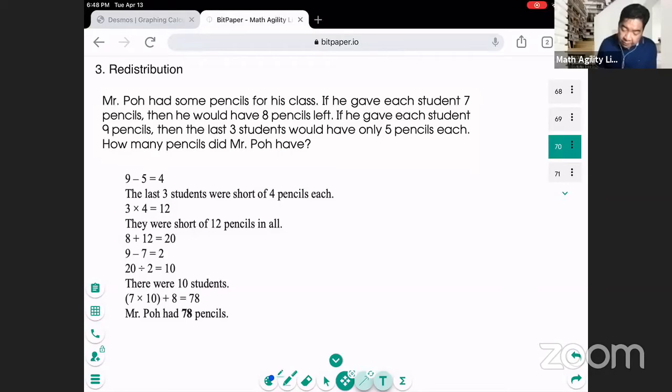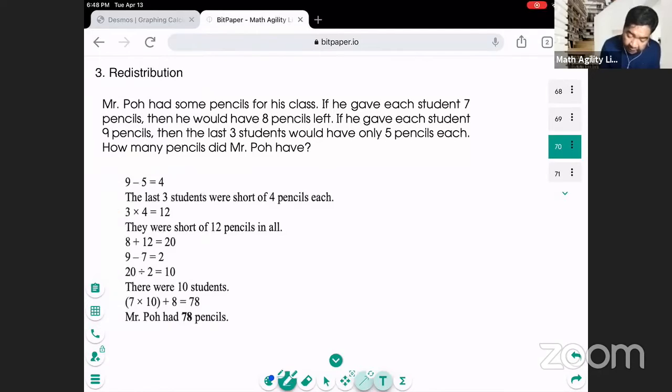So initially it was 9 minus 5, so 4 and then 3. So the 3 here is the number of students multiplied by 4, which is the number of pencils. So you have 12. They were short of 12 pencils in all. So for the 3 students, they were short of 4 because originally it was 9, right? So 9 minus 5 equals 4. And then 8. So we have 8 plus 12.